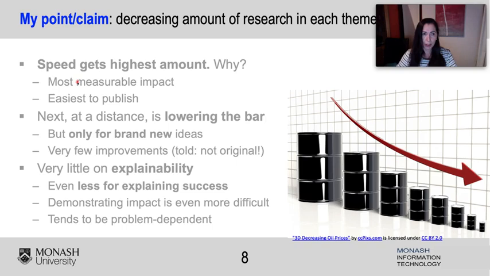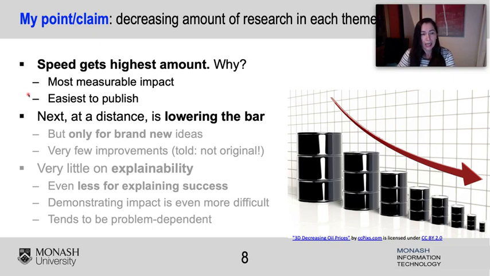Now, my claim is that of these three themes that are common, there's a decreasing amount of research in each theme. So speed gets the highest amount. And why? Well, I think it's because it's the most measurable impact, quantifiable, and therefore the easiest to publish. If you can say, I've done this change and look, now it goes much faster. Even if it doesn't go much faster always, if it goes much faster often enough or for particular kinds of methods, that's awesome.